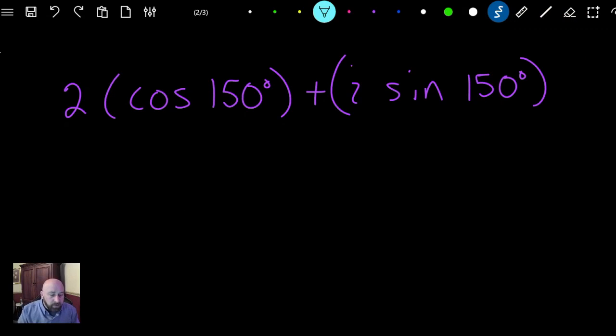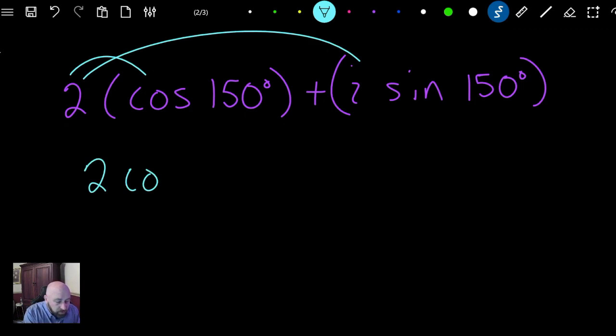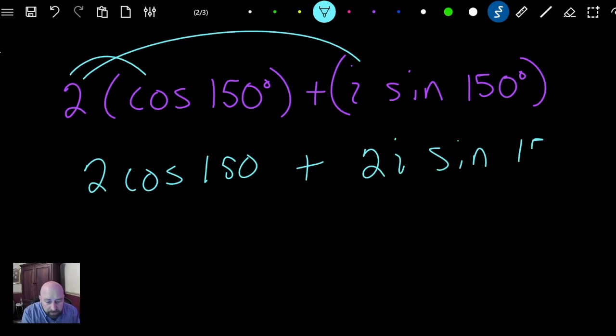So what we want to do is determine, okay, what do we need to do? One thing that I would do first is apply this. I would factor this back in. So we're going to get 2 cosine of 150 plus 2i sine of 150.